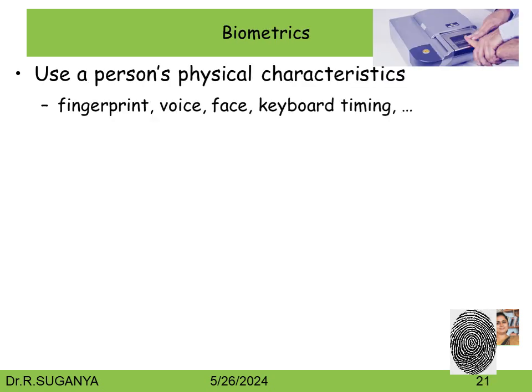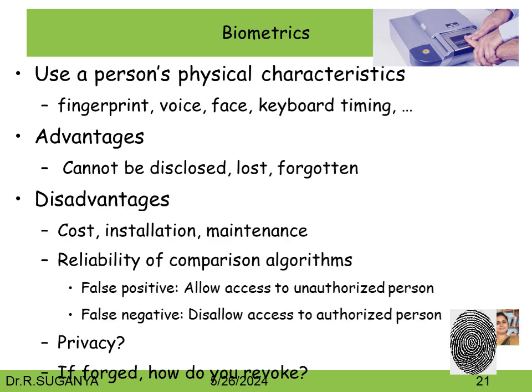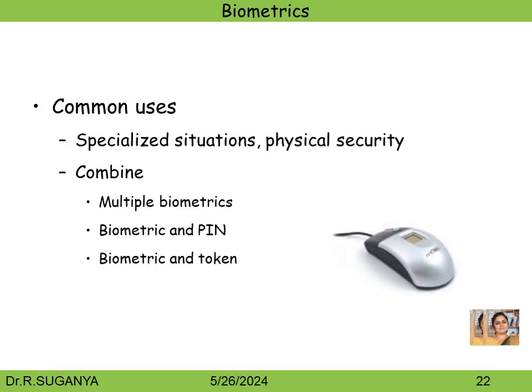Next is biometrics. Use a person's physical characteristics like fingerprint, voice, face, keyboard timing. The advantage is that it cannot be disclosed, lost, or forgotten. Disadvantages: cost, installation, maintenance, reliability of comparison algorithms, false positives and false negatives, and privacy if forged. Common uses are specialized situations and physical security. It combines multiple biometrics, biometric and PIN, biometric and token.